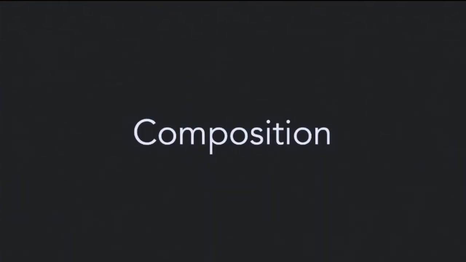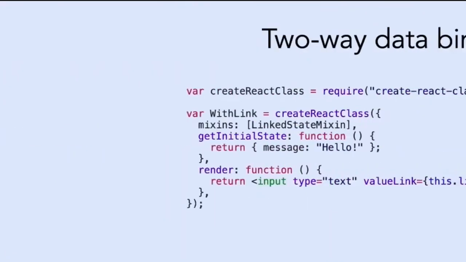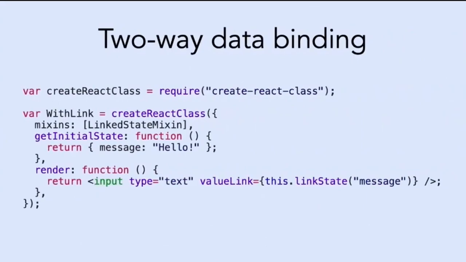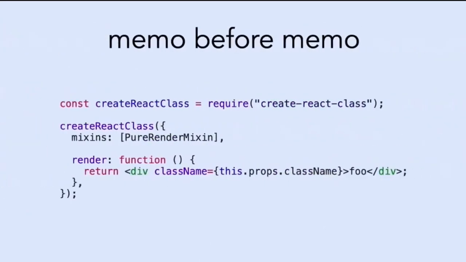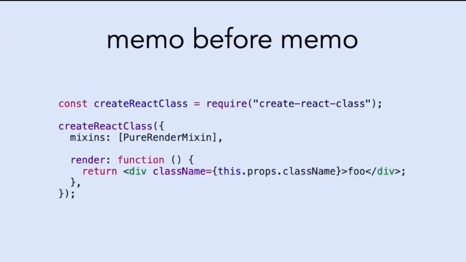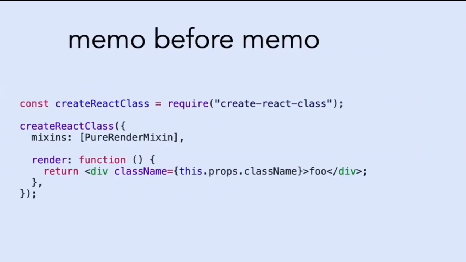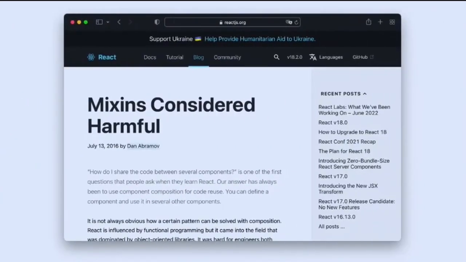Composition. The ones that have been around for a long time know about this. We had mixins in the past. This was somewhat terrible. That was actually terrible. We had two-way data binding. You know, we were coming from the Angular times, and you couldn't have a framework that didn't have two-way data binding. So of course, React had it as well. And we had memo before memo, PureRenderMixin, fantastic. But then this came out, another blog post, and you realize, well, maybe not the best idea.